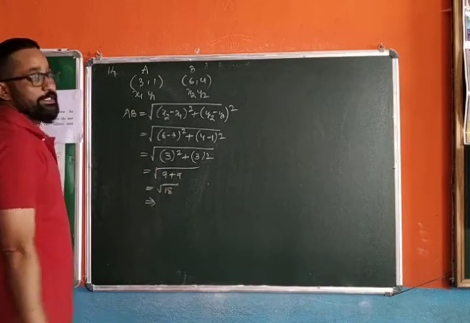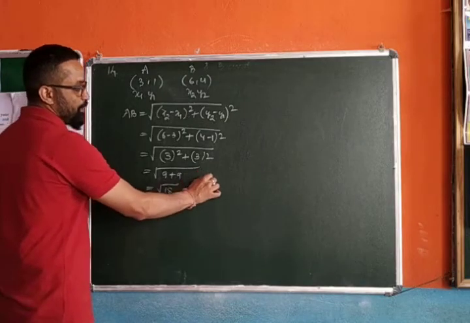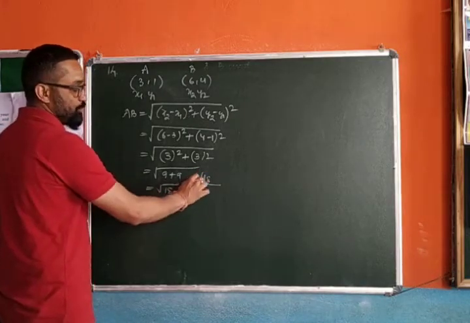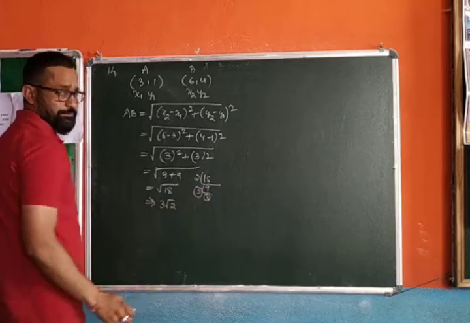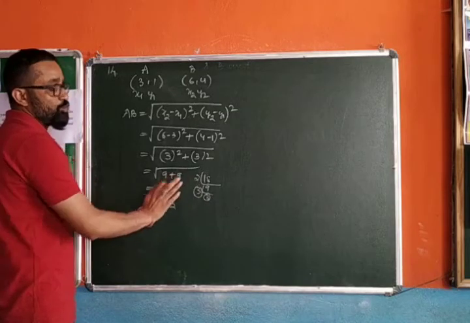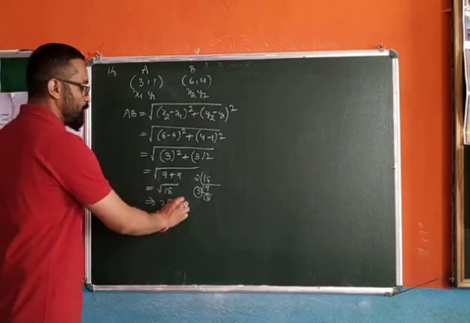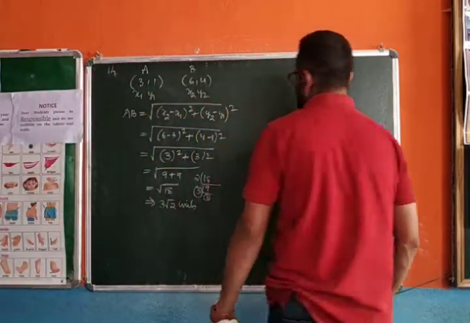This root 18 can be written as 3 root 2. You find prime factors of 18, 2, 9 times, 3 times. Three numbers are, these two are in pairs, so we write outside. 2 doesn't have pairs, stays inside the root. We get distance between A and B.